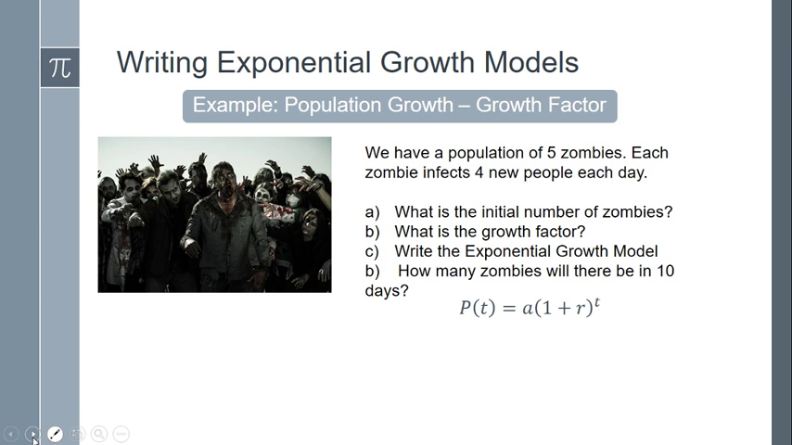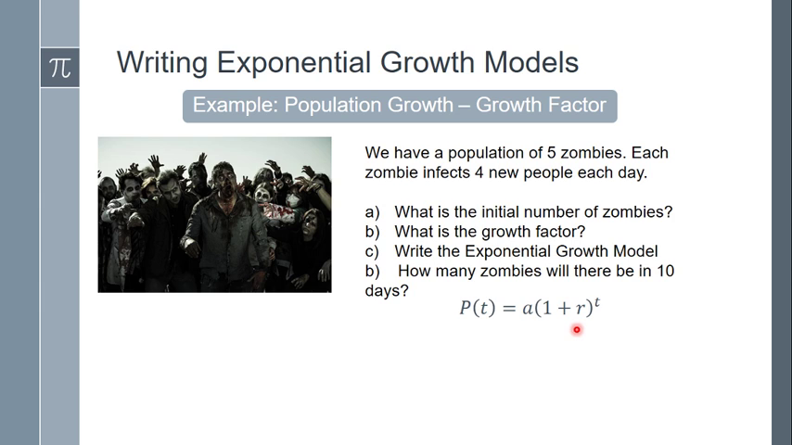All right, so I always start out with my exponential growth model, and I start plugging in the values. So from the problem, we can see that we start out with a population of 5 zombies. That's what A is. So A is going to be replaced with 5. Now we have to think about what the growth factor is. In our previous problems, remember R is expressed as a percent rate of change as a decimal. Well, here we're not given a percent rate. We're just told that each zombie infects 4 new people each day.